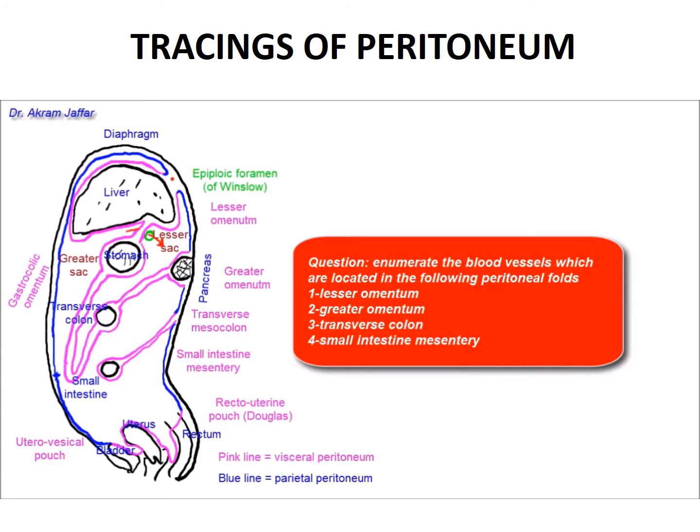Also, I want you to notice here that the liver is not completely covered by peritoneum, as you can see here, and that there is an area here in the liver that is called the bare area of the liver, where the liver is in direct contact with the diaphragm, and this area is located between two folds of peritoneum that are called the coronary ligament. So this is the superior and inferior layers of the coronary ligament.